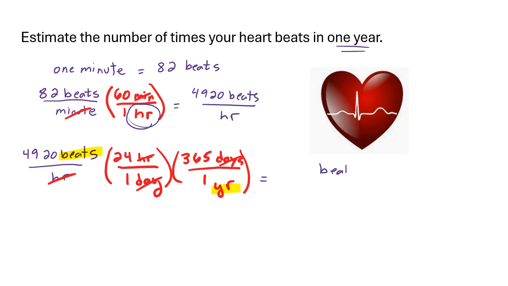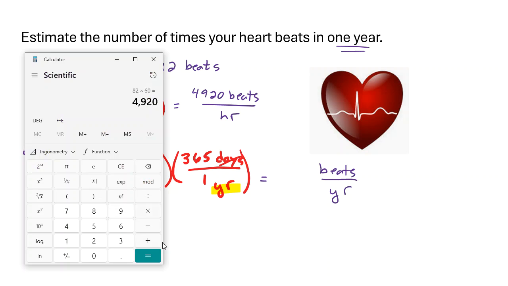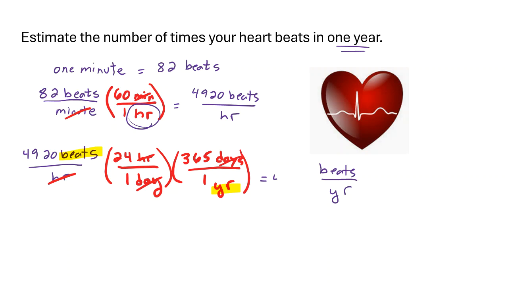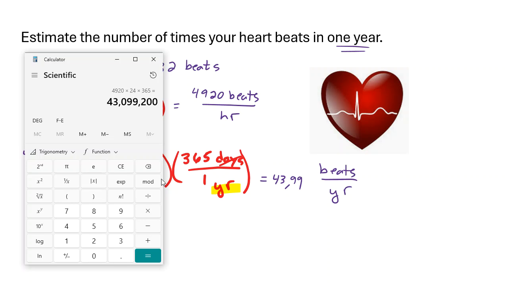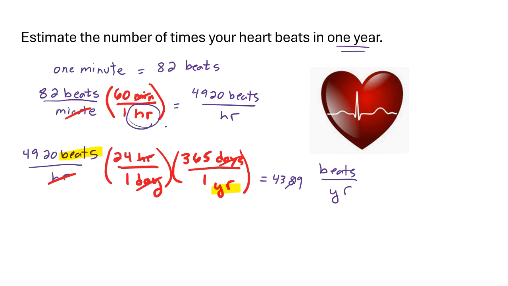I'm going to have beats per year, and now you just need to take out your handy dandy calculator, whatever your numbers are, and do the multiplication. I'll do mine times 365. 43 million, holy mackerel. I didn't leave enough room. 43,999,200. So if I'm estimating, because it is estimating, right? I would say 43 million beats per year, estimate.